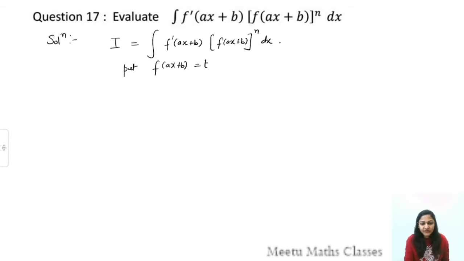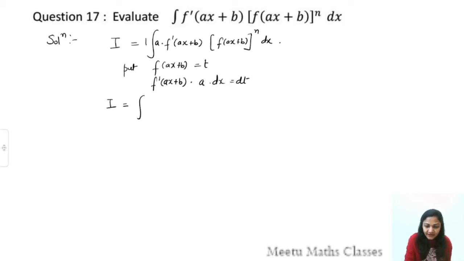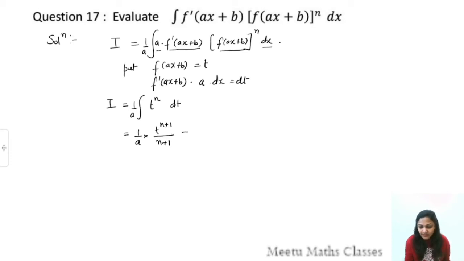If we differentiate this with respect to x, so we will get derivative of f of ax plus b with respect to x. In turn, using chain rule, the derivative of ax plus b is a into dx is equals to dt. So it will become, we can multiply and divide by a here. Now f dash ax plus b into a into dx, they can be replaced by dt, and we are left with t raised to power n, and the integral of t raised to power n is t raised to power n plus 1 upon n plus 1 plus c.